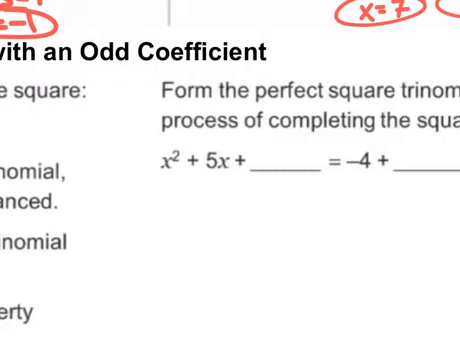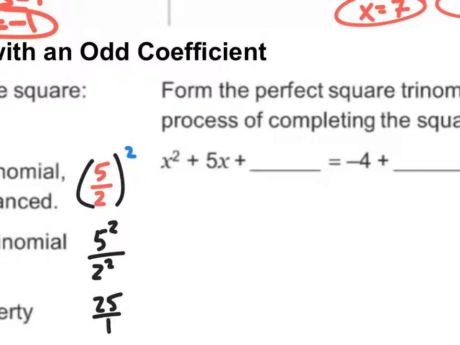Anywho, so let's do this. Let's take our middle term, which is 5, and I'm going to divide that by 2, and then I'm going to square it. In order to do this, I need to take 5 squared over 2 squared. 5 squared is going to give me 25, and 2 squared is 4. So this is the value, 25 fourths, that we are going to add to both sides. So I'm going to put 25 fourths here, and I'm going to put it here.